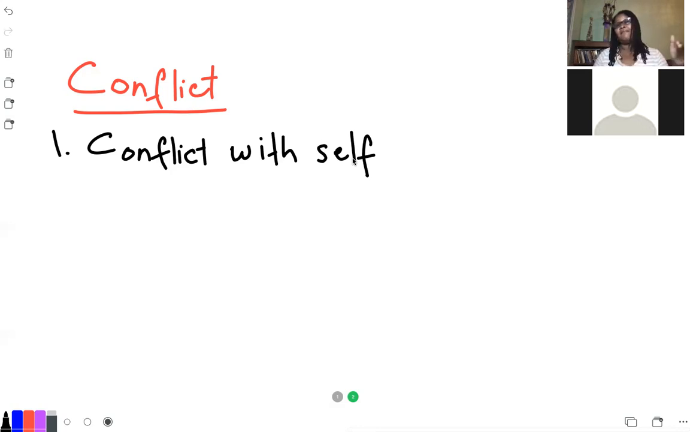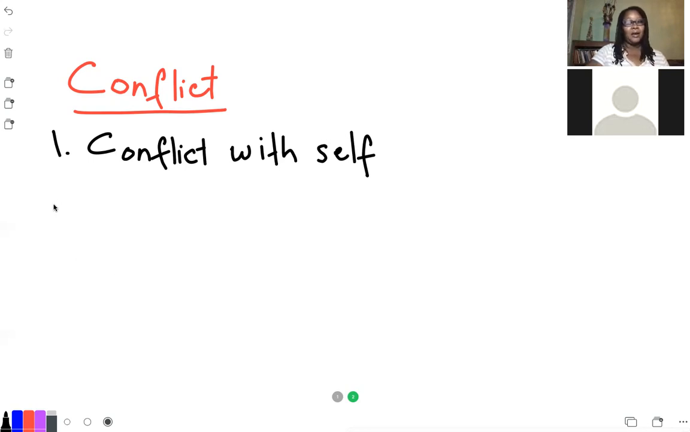So your characters can have conflict with themselves, or internal conflict. In your story, you might have your character trying to decide if they should wear the jeans or wear the skirt. That's a conflict, right? Now, the extent to which that conflict is important or not important in your story depends on what weight that conflict can carry in the story. But that's the first type of conflict, conflict with self.